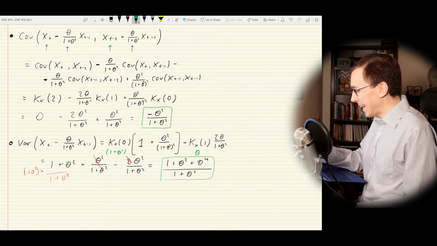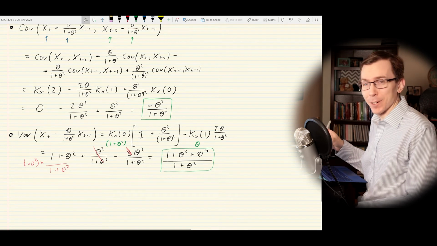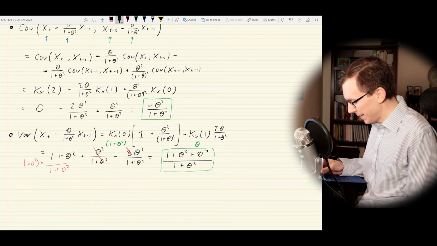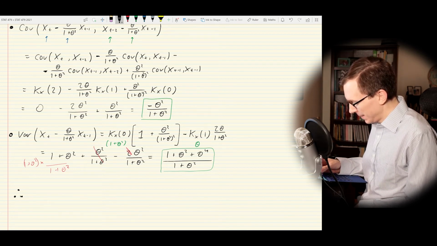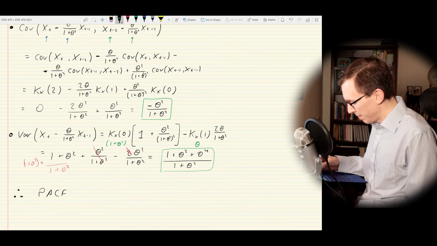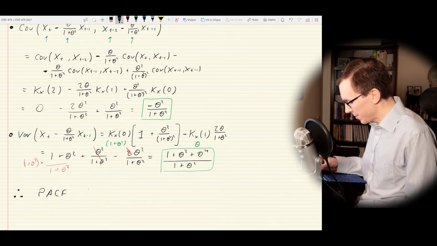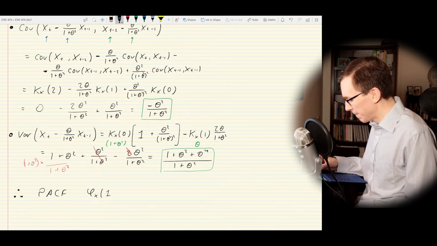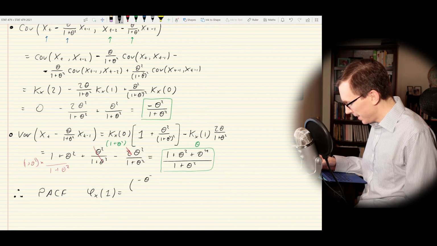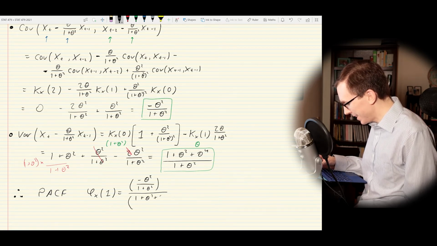Okay, now we can actually finish this, right? Because what we're going to say is, therefore, the PACF, or to use our math notation, script phi_X at lag 1, is going to be minus theta squared over 1 plus theta squared, divided by 1 plus theta squared plus theta to the fourth divided by 1 plus theta squared.